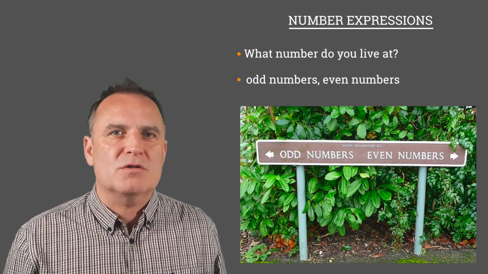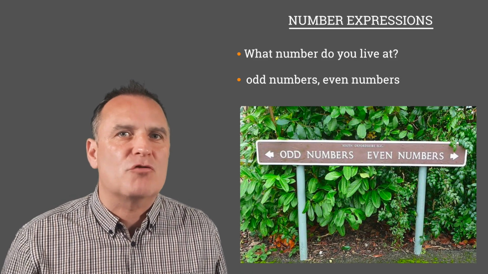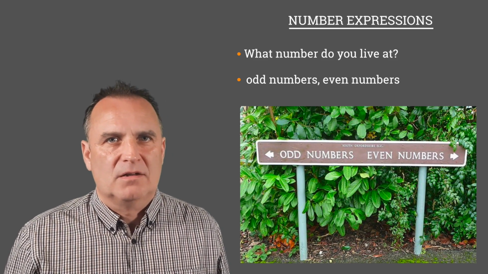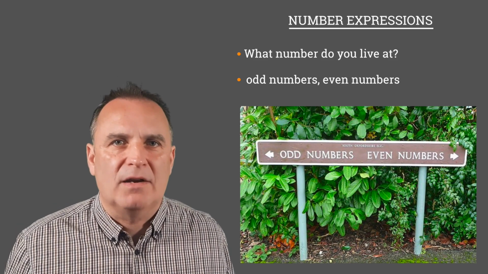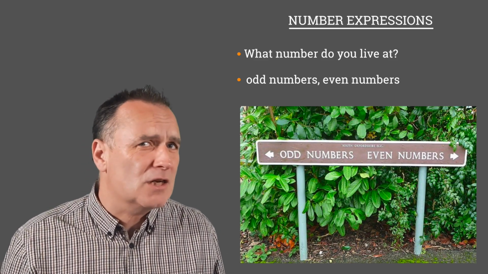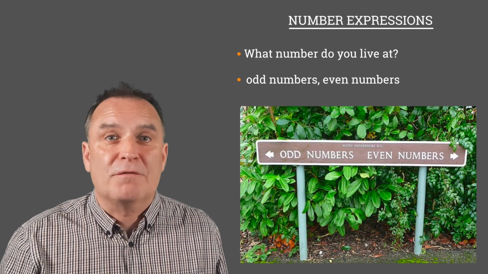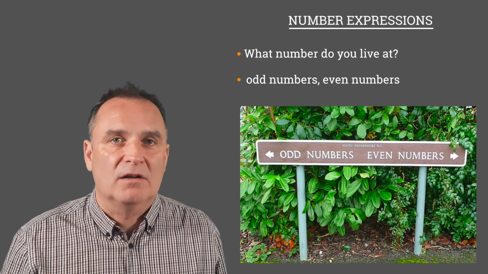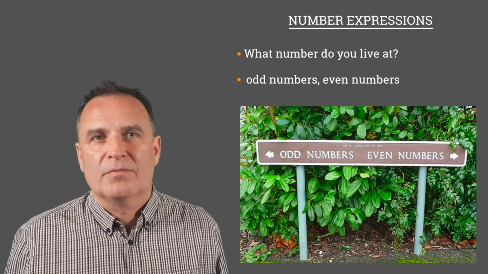But also, of course, your house normally has a street number or a house number. So you might live at number 34 or number 62. Occasionally, you might live at number 34A or 62B, right? We have that extra little distinction.